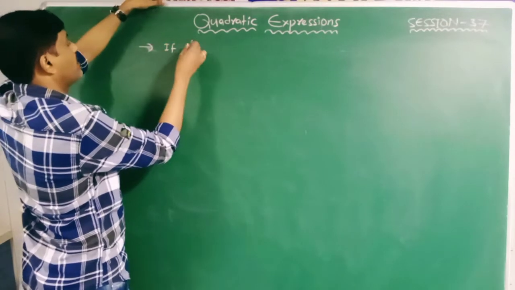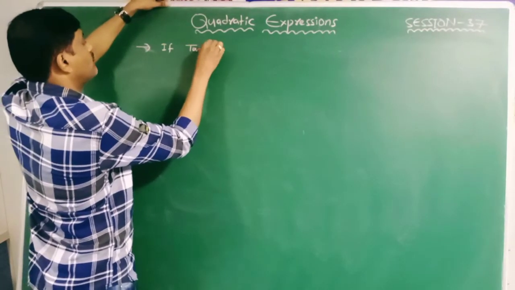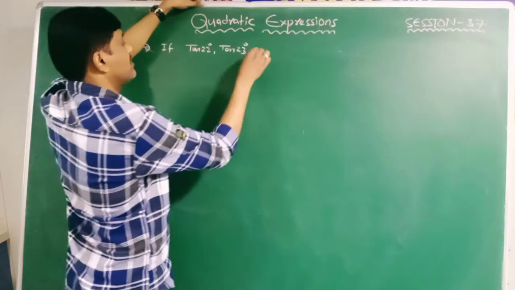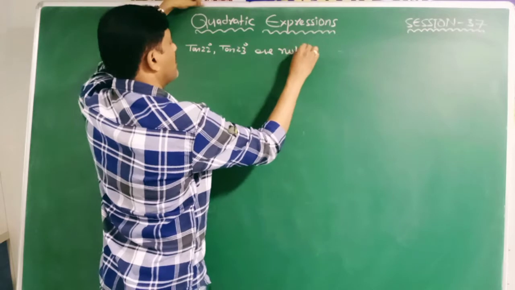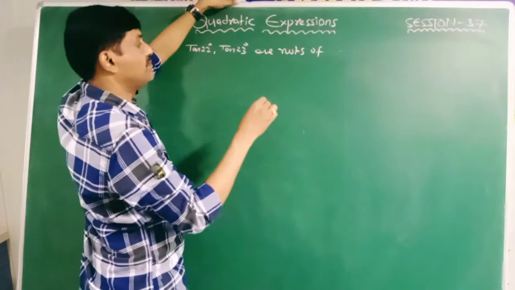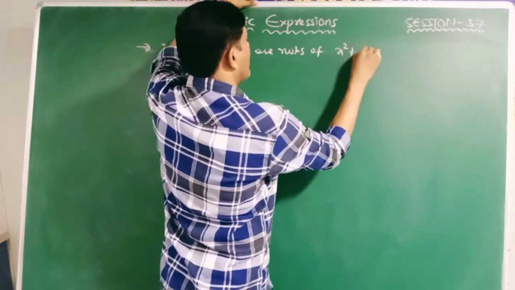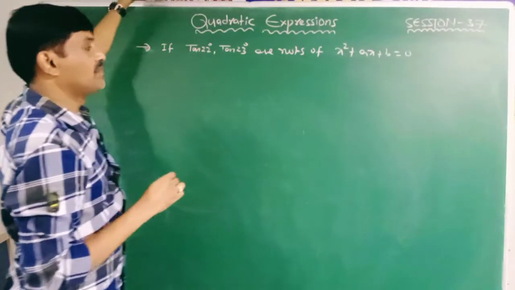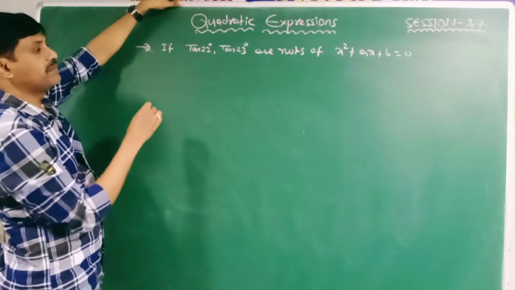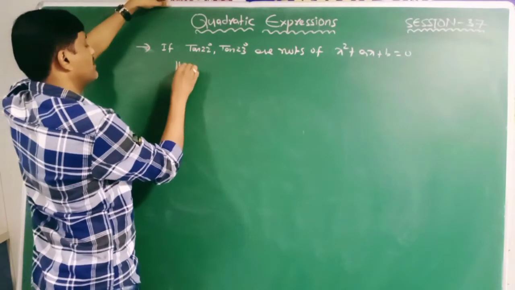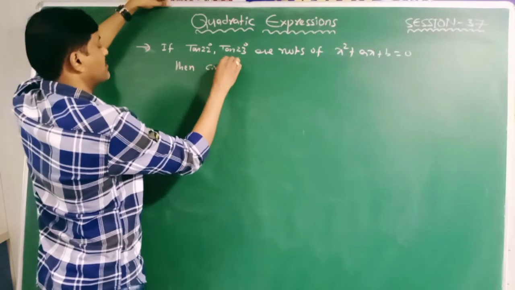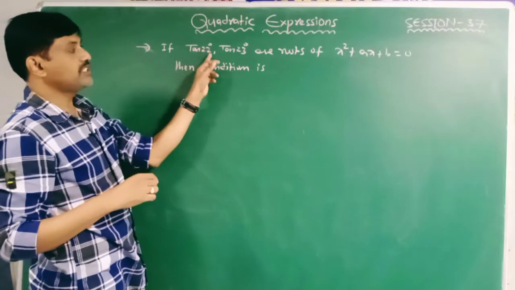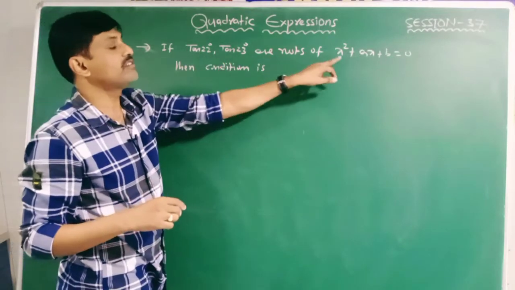Okay, move on to the next question. If tan 22 degrees and tan 23 degrees are roots of x square plus ax plus b is equal to 0, then the condition is... Yes, we have tan 22 and tan 23 as the roots of this equation.